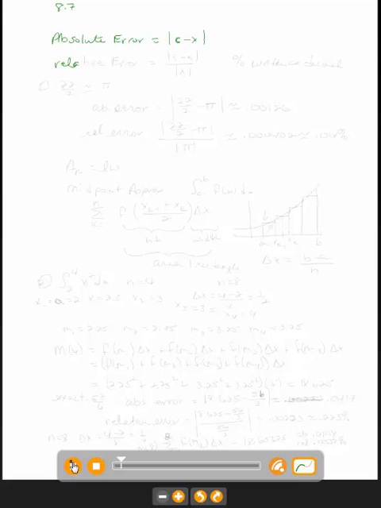And then the relative error is exactly the same thing, except you're dividing by the actual answer, as long as it's not 0, which is going to give you a percent written as a decimal.